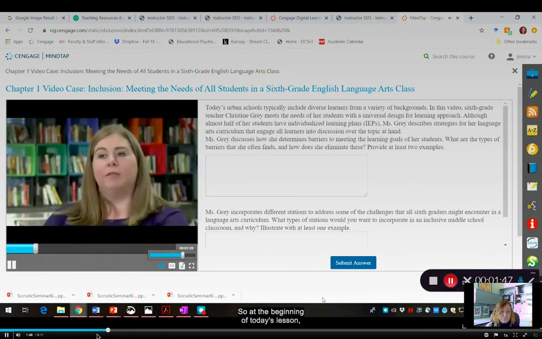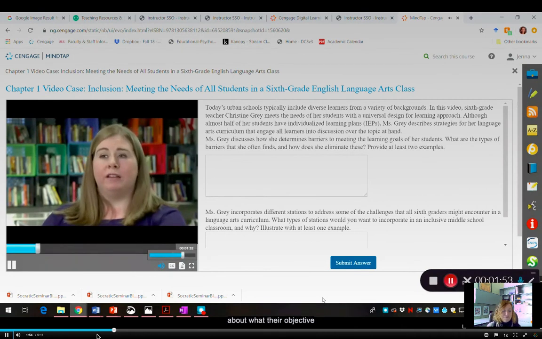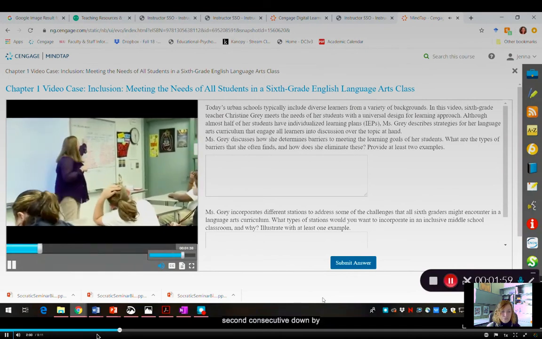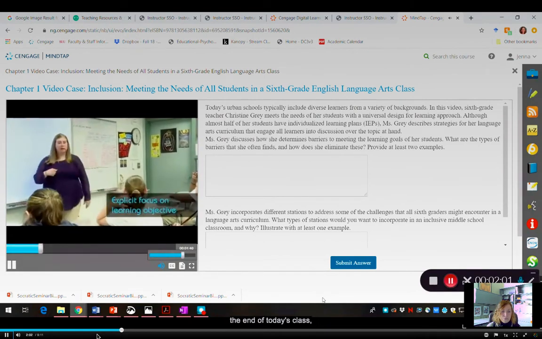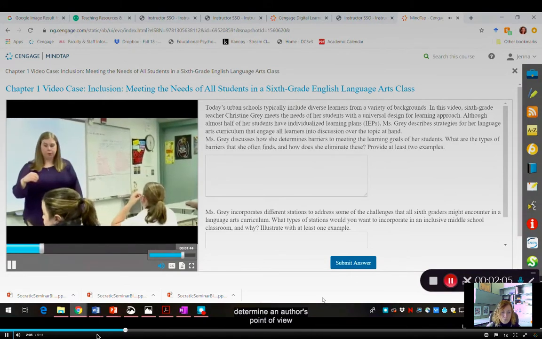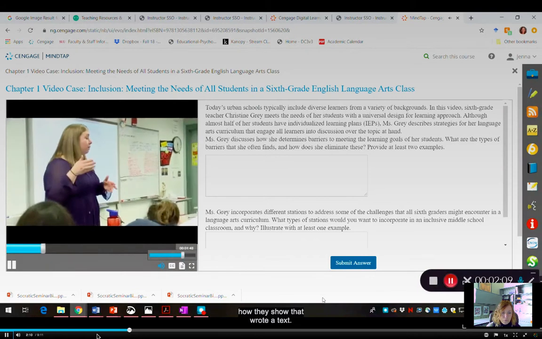So at the beginning of today's lesson, I first started by talking to the students about what their objective is and referred to it posted on the board. If you would take a second to look at, you guys are the second objective down. By the end of today's class, you are going to be able to determine an author's point of view and how they convey that or how they show that throughout a text.